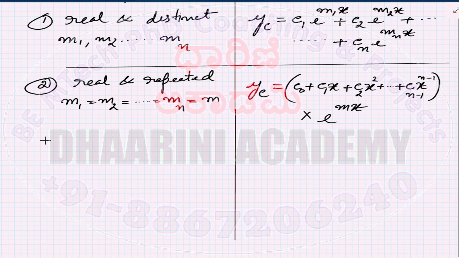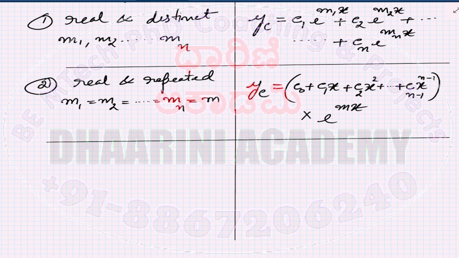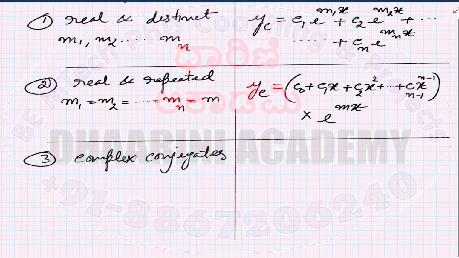The third case. You see, only three cases are there. The third case is number 3: roots are complex conjugates. They are referred to as m is equal to some real value plus or minus i into q. So p plus iq is one root, p minus iq is the other root. In such a case, your guess of yc will be like this.